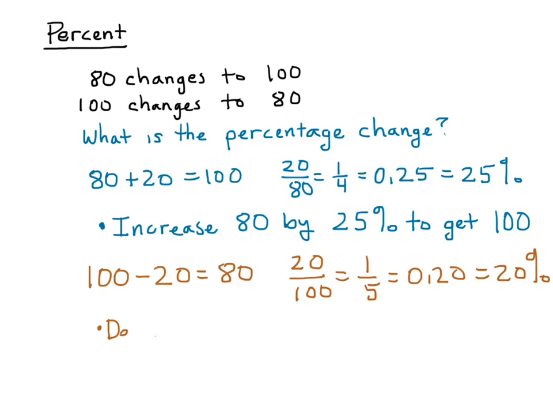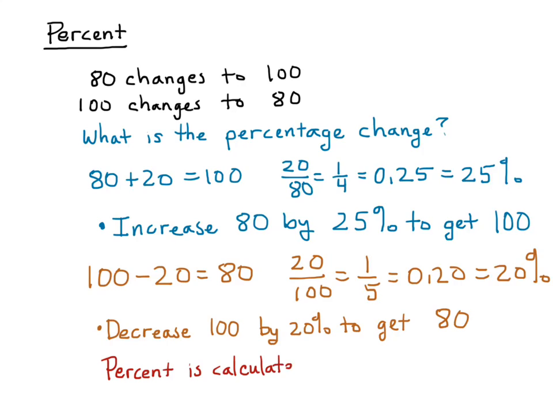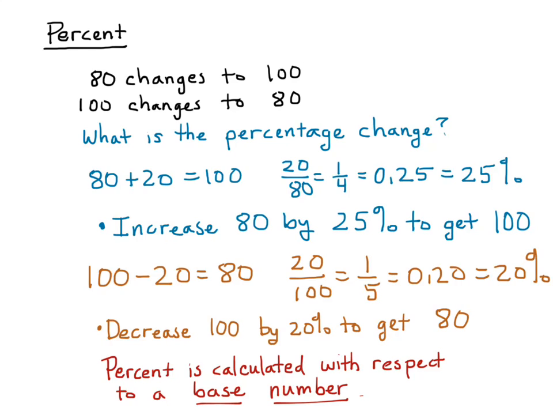Okay, so the difference there is that we have a different base number. A lot of working with percentages is understanding what is the basis or what's the base number, where are we starting from to get our percentages. And since we're starting from a different point, either 80 or 100, even though we're changing 20, it's a different proportion to its base number. Okay, so that's the thing to remember. Percent is calculated with respect to a base number.